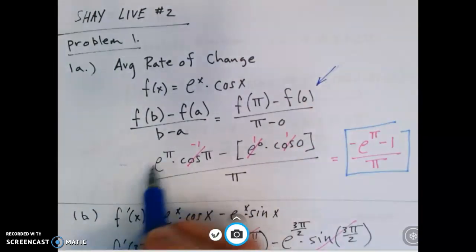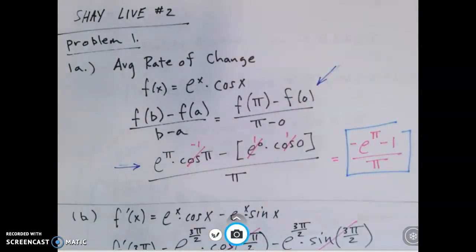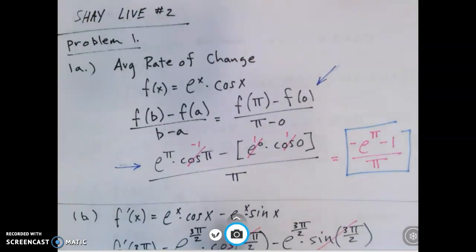Yeah, there and start there. You could definitely start there. But whatever the case, I'm evaluating this at pi and at 0. Be careful with my negatives. I know my trig value is simple enough. And I leave this the heck alone. Negative e to pi minus 1 all over pi.